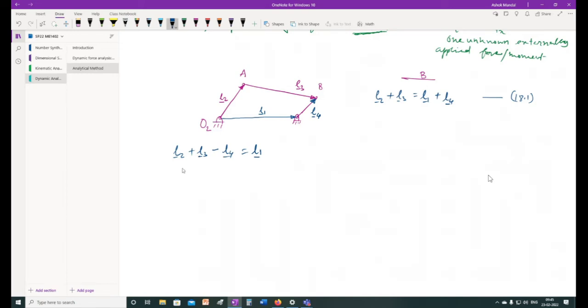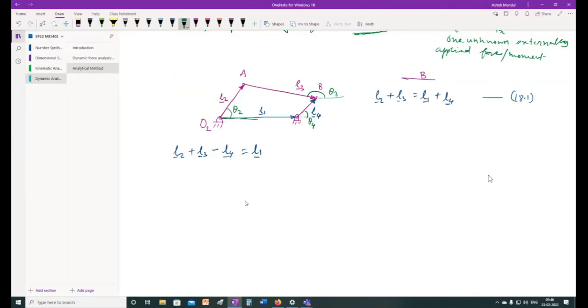Why have we written it this way? Because all other vectors are rotating vectors. These two vectors are purely rotating. This vector is rotating and translating. So all other vectors are changing with respect to time, but this vector is not changing with respect to time. Now, let us take their angle with the positive x-axis. This is the positive x-axis. This is theta 2. With the positive x-axis, let's say this angle is theta 3 and this angle is theta 4.